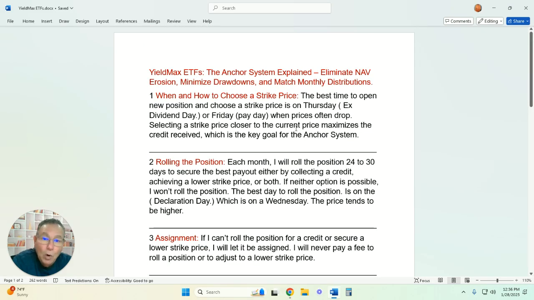The best time to open a new position and choose a strike price is on Thursday, okay? The ex-dividend day, or Friday, the paid day, when prices often drop. Selecting a strike price closer to the current price maximizes the credit received, which is the key goal for the anchor system, okay? So on Thursday, which is the ex-dividend day, the prices usually fall, and that is the best time to get it because you'll get a discount, okay?